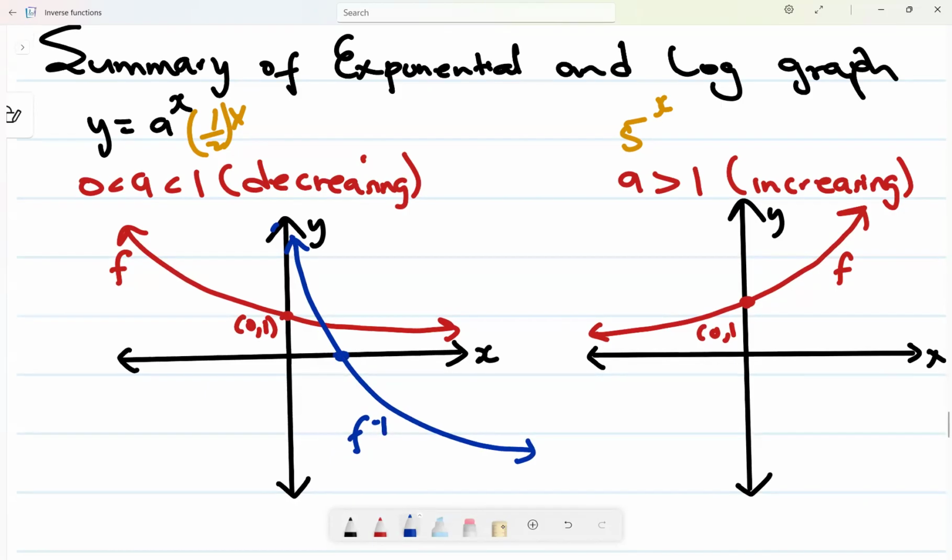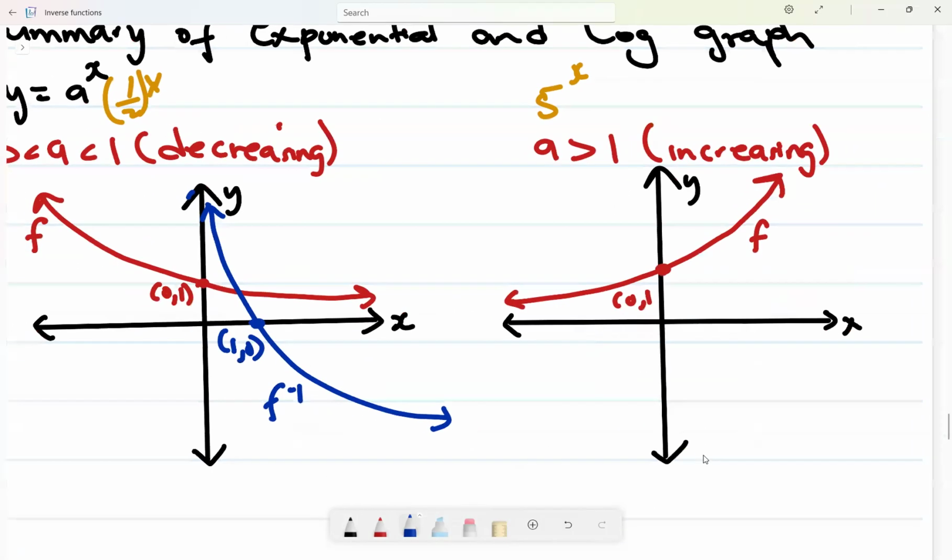And this coordinate here is always (1, 0). Why? Because the coordinates are interchanging. This was (0, 1), and when I interchange that, it becomes (1, 0). Then what about this one? It does not touch the x-intercept, so the inverse will not touch the y-intercept. Remember, you also have a line that goes like that, which is y equals x.